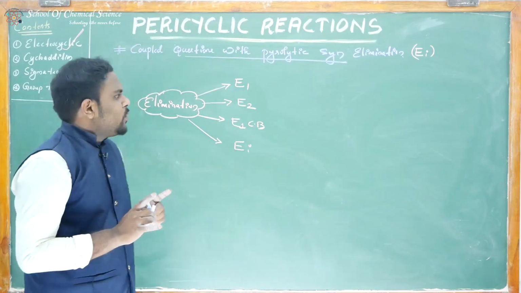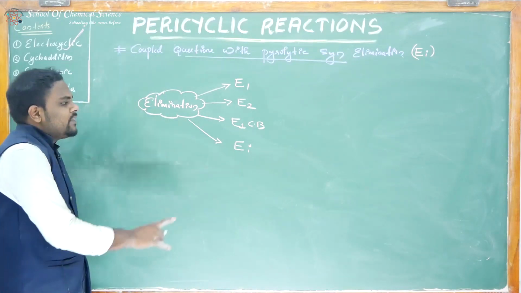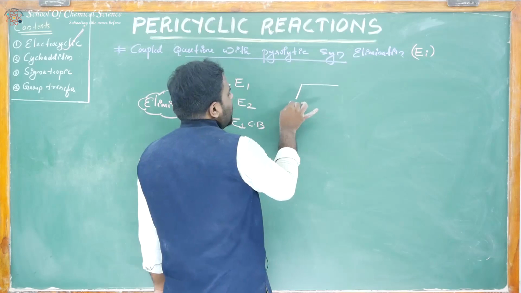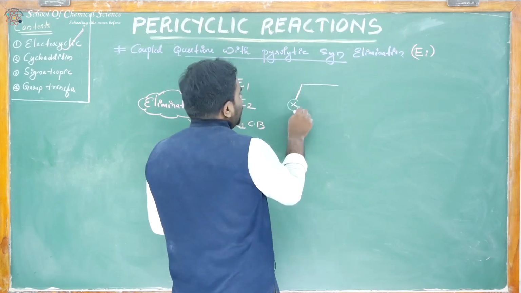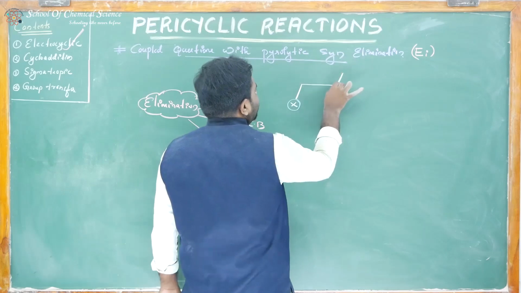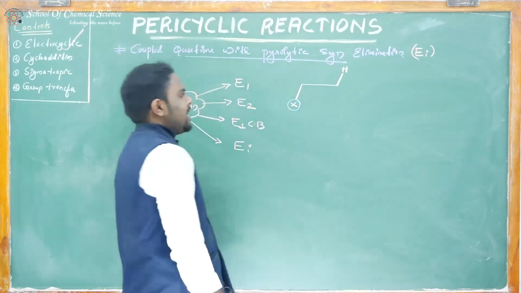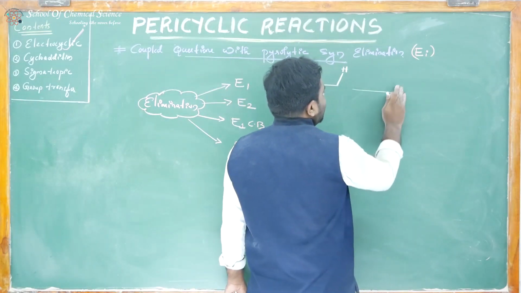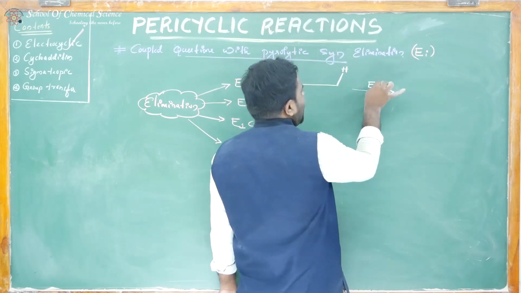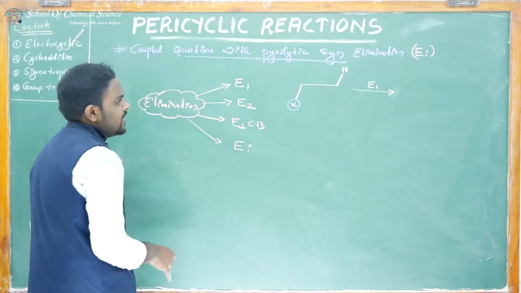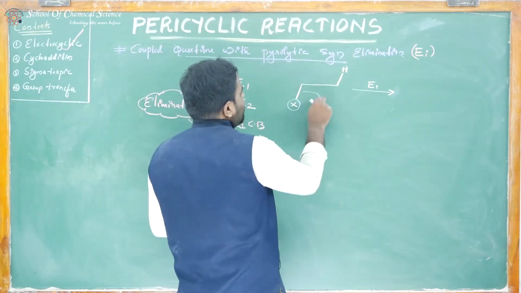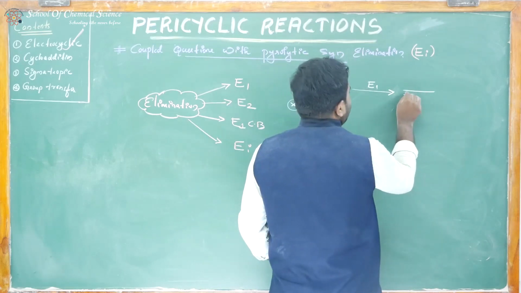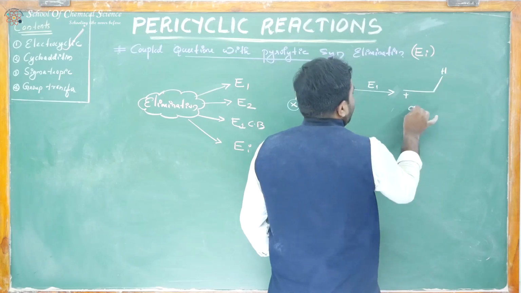So simply I will tell you what is E1, what is E2, what is E1CB, what is Ei. In E1 mechanism, here a group X is present. This X is a leaving group. And here a hydrogen is present. E1 reaction is a two-step process, like SN1. In the first step, this leaving group X minus is eliminated to form a carbocation.